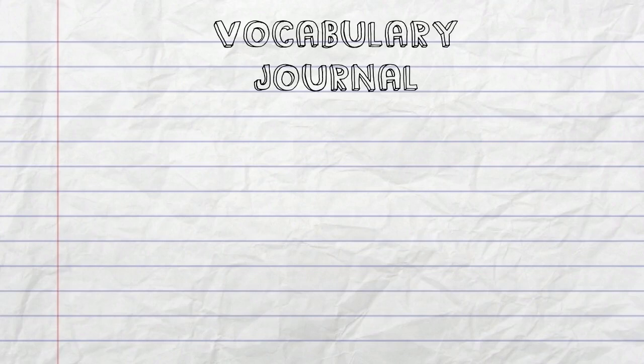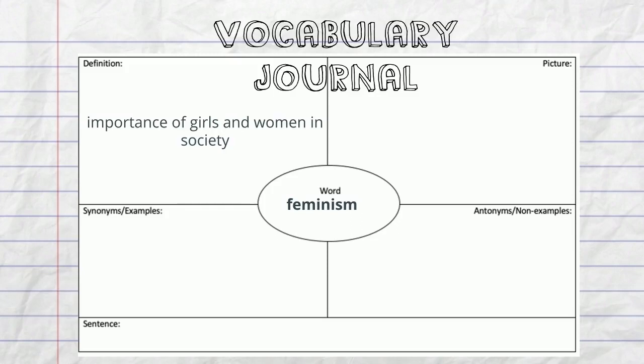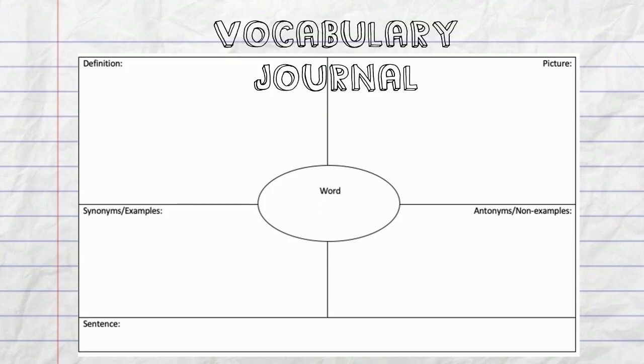Let's take, for example, the word feminism, because in the book, The Paper Bag Princess, the princess herself is a feminist. Here we can say that the word feminism means the importance of girls and women in society. We can give examples like Wonder Woman, Paper Bag Princess, Kim Possible, Mulan. Non-examples can even be given, such as machismo. Students can be asked to make a picture or write a sentence because we really want them to take ownership of the term. For example, Wonder Woman is a character who represents feminism.